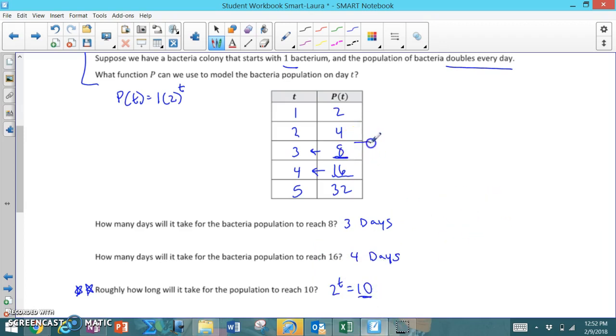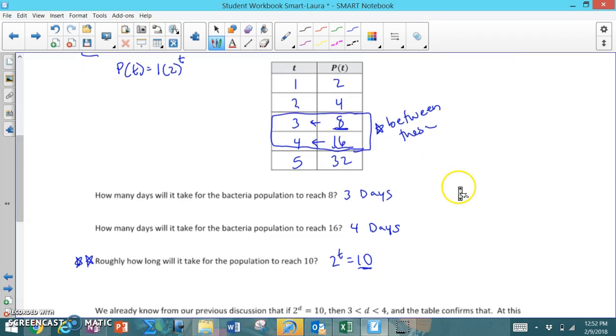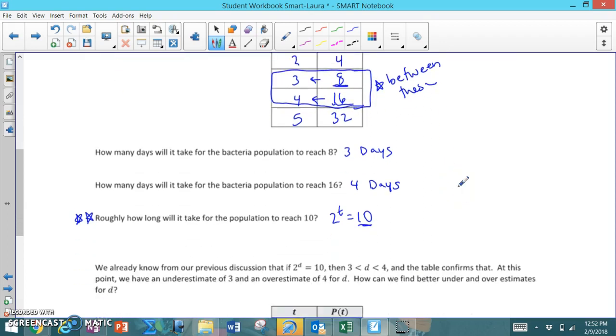So I have to look at this table, and what I can see is that it happens between these two situations, between 3 days and 4 days. So I can't be specific right now, but I could say between 3 and 4 days by using that table.